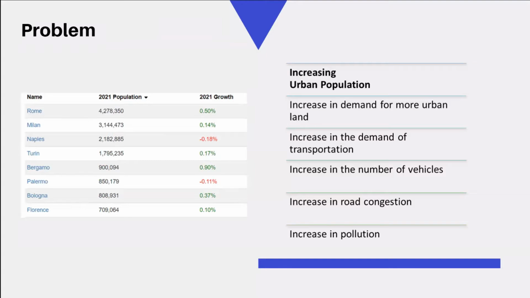Day by day, if you see in the graph, I'm just considering a specific country, which is Italy, where I did my master's. In the major urban areas, the population is increasing each and every year, so it's becoming a bigger problem than we are understanding right now. We are underestimating the problem of increasing population in the urban areas.